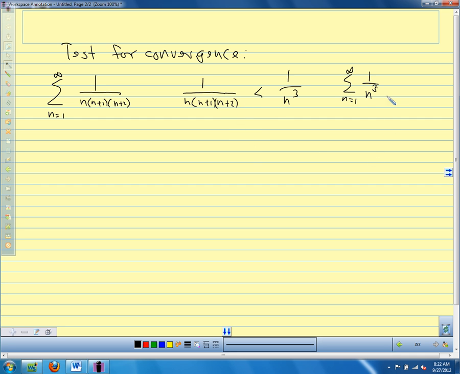Sum from n equals 1 to infinity of 1 over n to the third is what kind of series? A p series. This is a p series with p equals 3. So is this a convergent or divergent p series? Convergent. p is greater than 1. So this is a convergent p series.